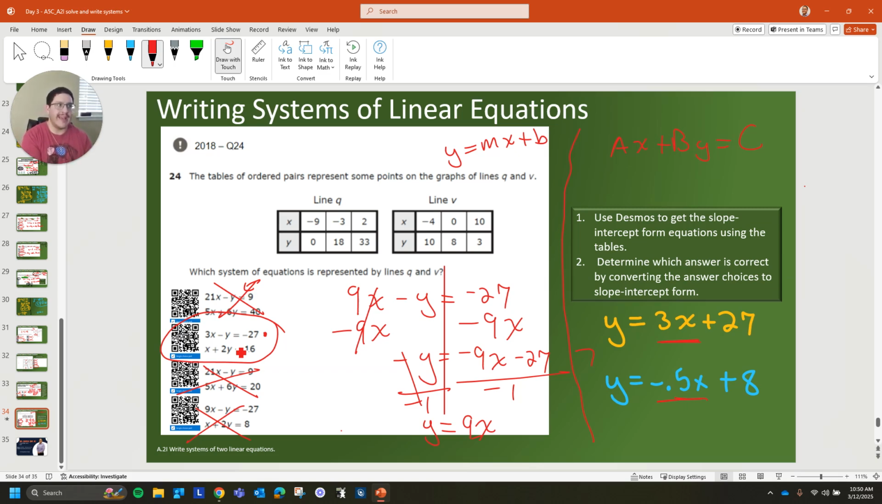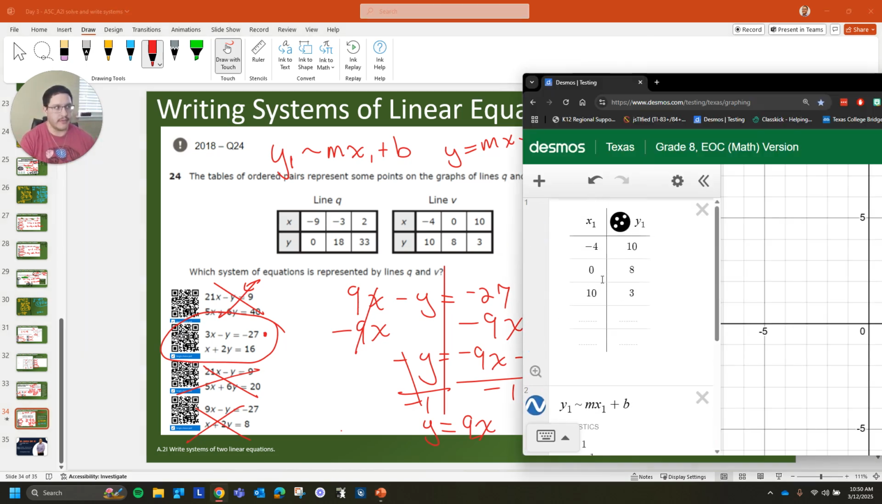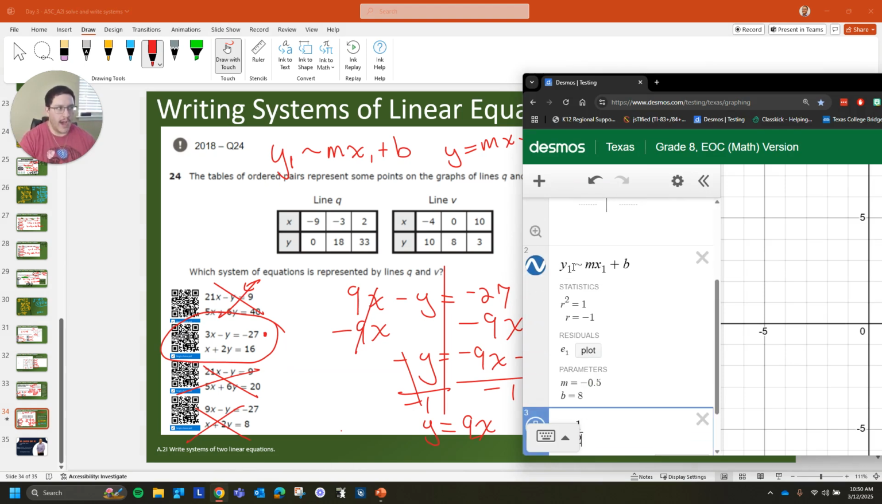So this is just an example of one way you can figure out what the answer is using Desmos. And again, I'll write the equation again: y1 squiggly mx1 plus b. This is what you're going to type into Desmos. It's not available, so you're going to have to memorize this. After you create the table, you're then going to have to type in y1 squiggly mx1 plus b so that you can get the m value and b value to create the equation.